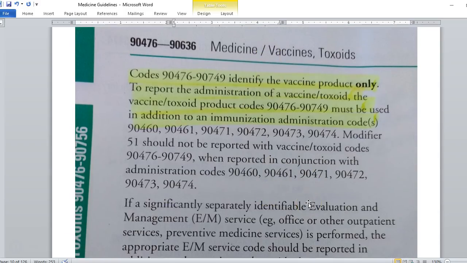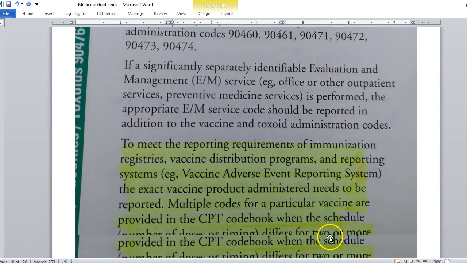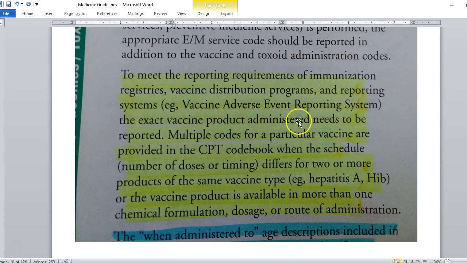Goes on to remind us that these codes 90476 and 90749 identify the vaccine product only. So remember, to report the administration of the vaccine or toxoid, we have to use the 90460 through 90474. And again, modifier 51 should not be appended. We can also do E&M services, as they remind us again. And the biggest thing is to remember that to meet the reporting requirements of immunization registries, vaccine distribution programs, or reporting systems, the exact vaccine product administered needs to be reported.